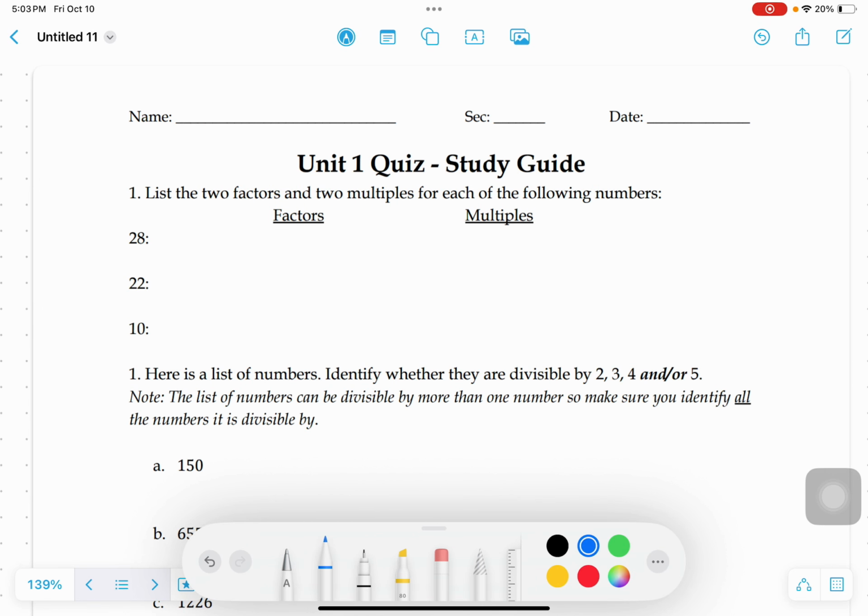Let's look at the first question on the study guide. It says list 2 factors and 2 multiples for each of the following numbers. Remember that factors are numbers that can divide another number or can be used in a multiplication fact to make that number. Multiples, you can think skip counting, or multiplication facts that are made using that number.